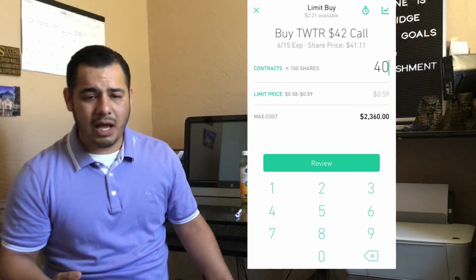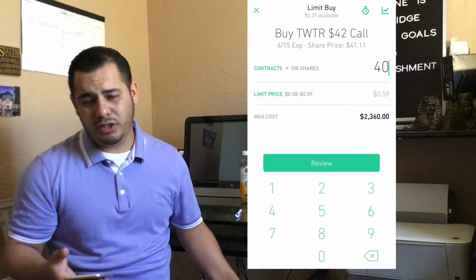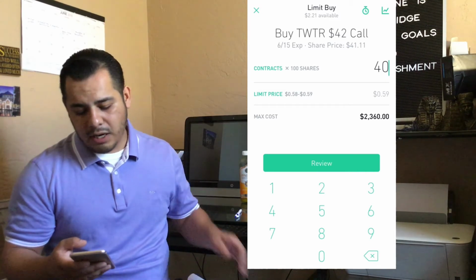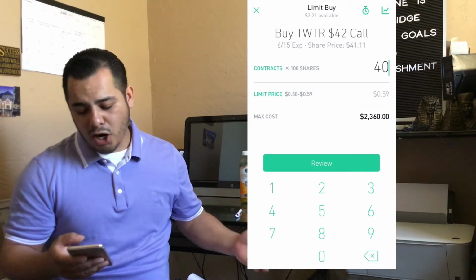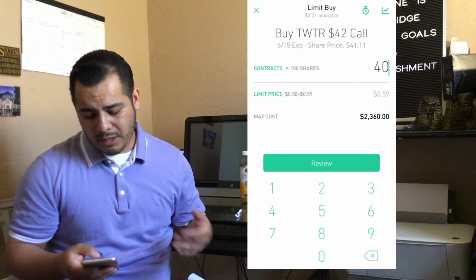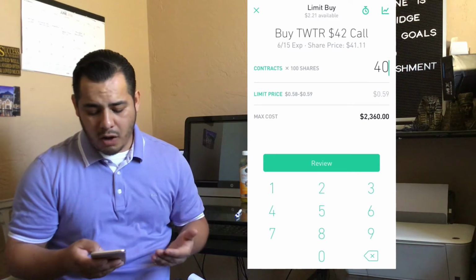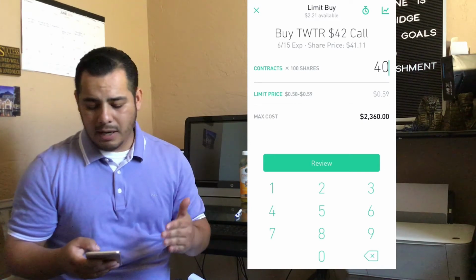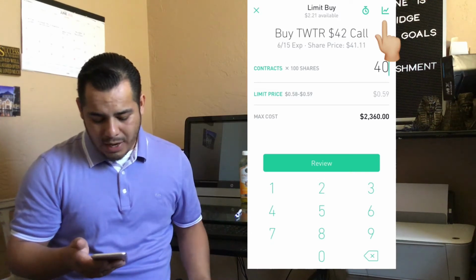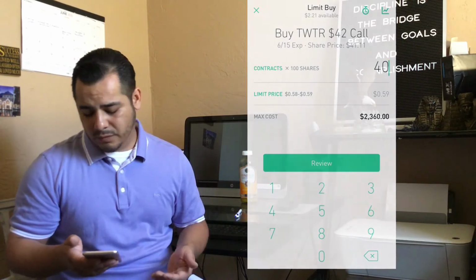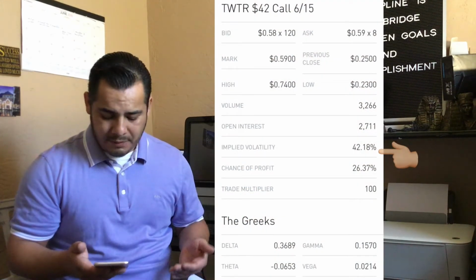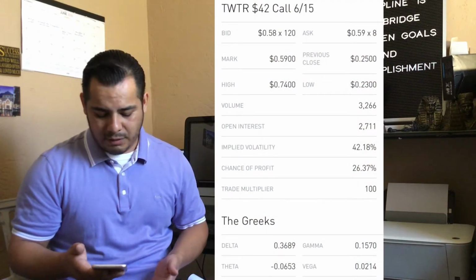As soon as it swipes up, it's going to give me the chance to purchase the stocks. I mean, that contract, 40 contracts of 100 shares each. Okay, I will tell you what I mean by that in a minute. Then if I go to this column right here where it has the little chart in the top right corner, you click on that and it will tell you right here the implied volatility, which is very important. You always want to make sure you have a good amount of implied volatility, which right here is 42.18%.